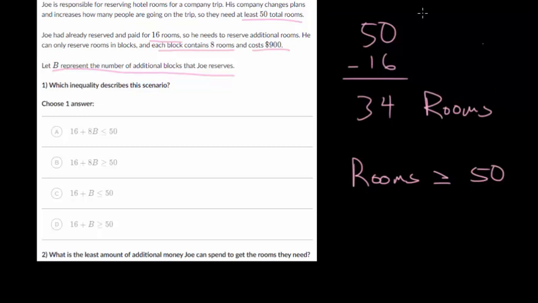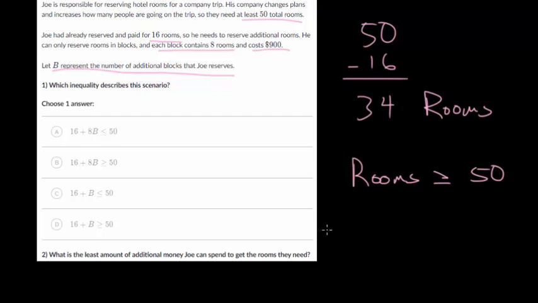Now, this part of the problem you didn't need to do, but sometimes just thinking it through gives you a better feeling for the problem. Sometimes you'll do calculations that won't actually help you get the answer, because notice 34 is not in any of these, but it at least gives you a different framework for thinking about it. So we know our rooms has to be bigger than or equal to 50. It has to be at least 50 rooms.